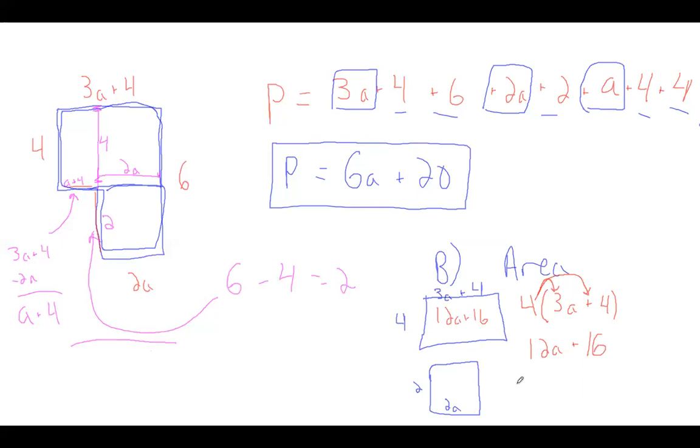What about the second one? Well, it's just 2 times 2a, one side times the other. 2 times 2 is 4, so we have 4a. So the area of this one is 4a. We need to know the area of the whole thing, so we have to add them together: 12a plus 4a plus 16. Well, we add up the a's, right? 16a plus 16.